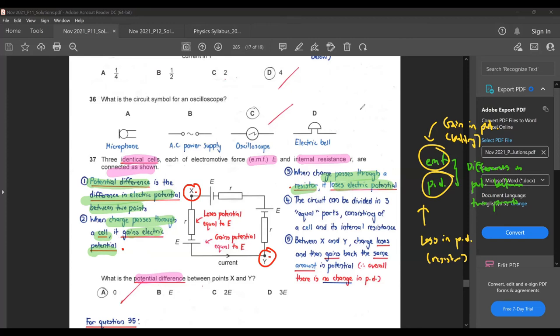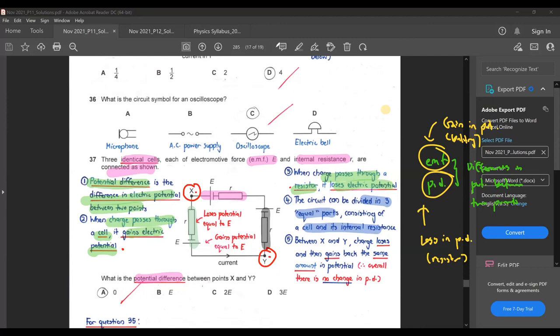The whole circuit can be divided into three equal parts consisting of the cell and internal resistance. What I mean by that is this. You see, this is one, this is the second one, and then this one is the third one. You can actually divide it into three equal portions.